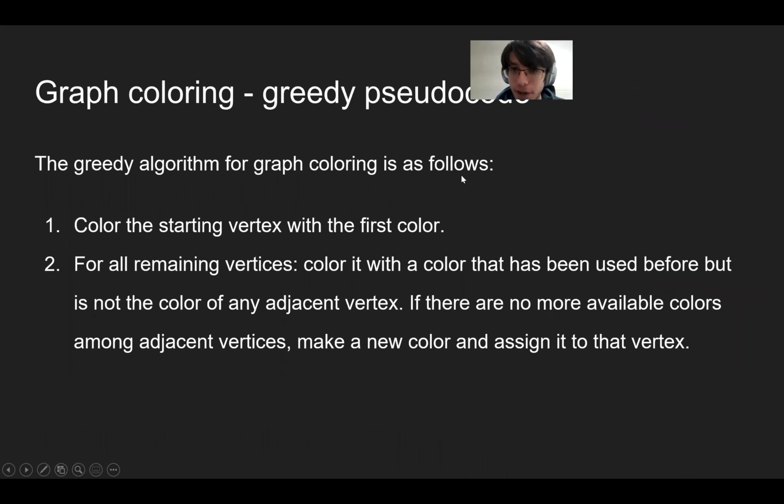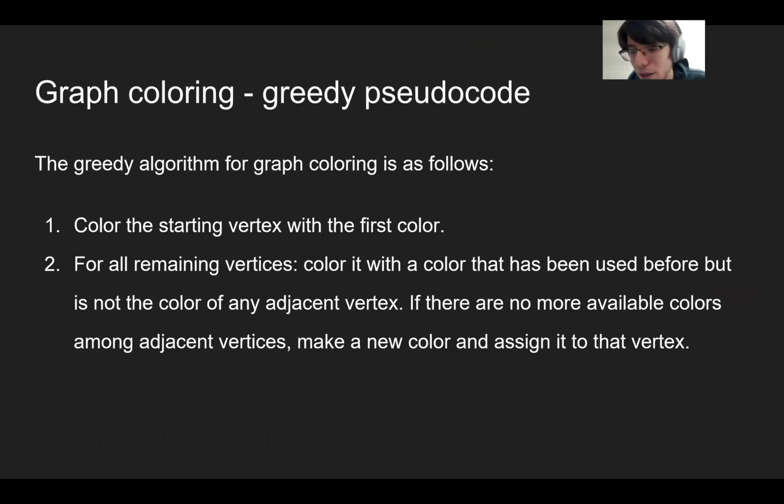So now we're going to talk about our greedy approach. We went over a bunch of examples, so let's see how we would actually turn this into code. Let's look at the pseudocode. We can color the starting vertex the first color, and then for all remaining vertices, we color it with a color that has not been used before.